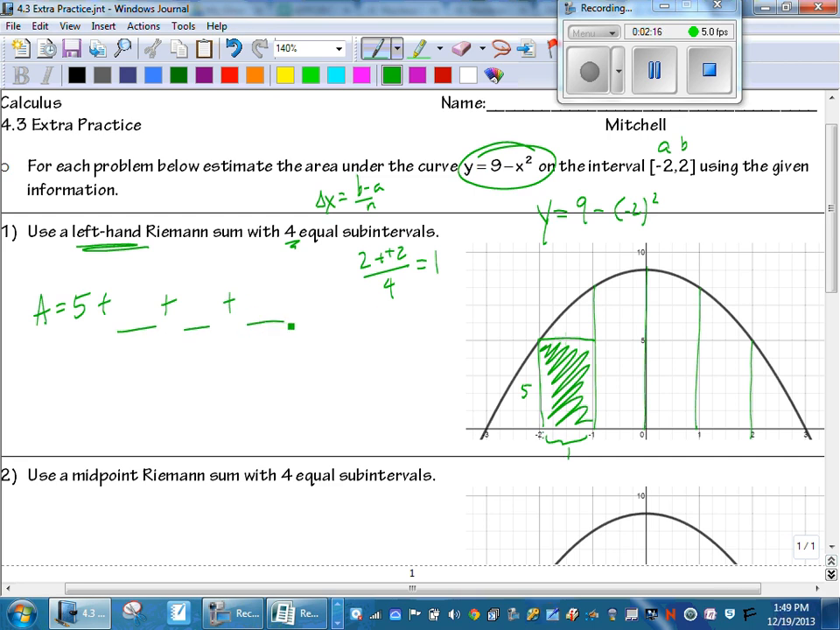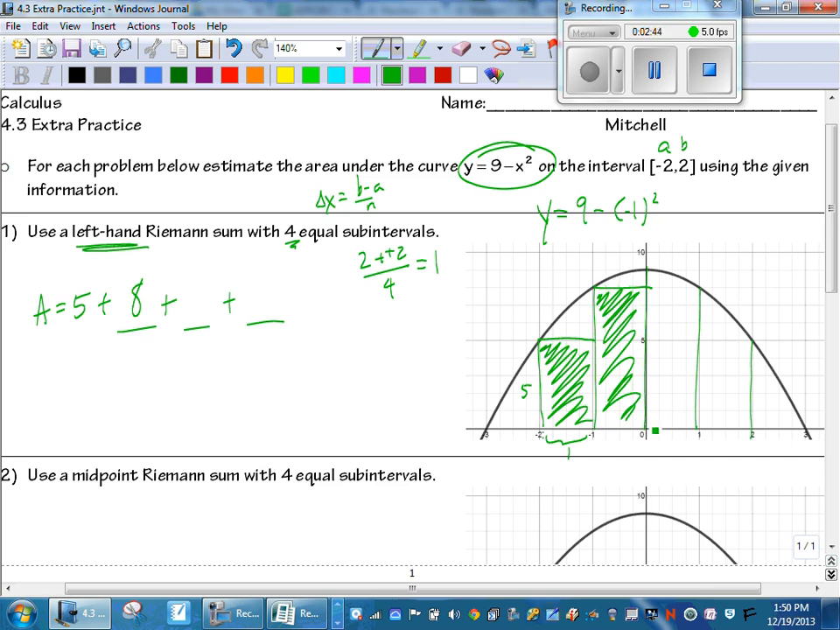So for our second rectangle, we're going from -1 to 0. We're using the left-hand side to determine our height. So we have -1. If we put -1 into that equation, 9 minus -1 squared, we're just going to get 8. And again, you can kind of see that from the graph here, that we have a height of 8. So height of 8, base of 1, area of our second rectangle is going to be 8.